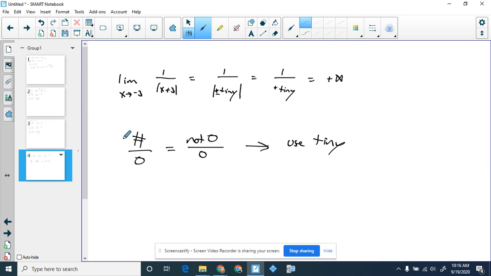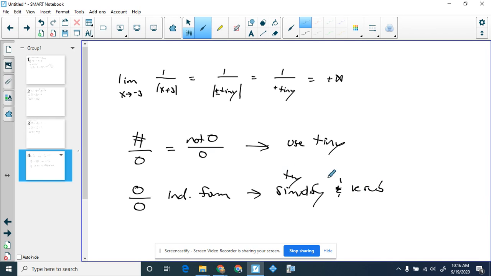All right, this is very different than 0 over 0, right? Which is an indeterminate form, which means try and simplify, so simplify if you can. Maybe I'll say try and simplify. All right. And then resub. Okay. All right. Good stuff.